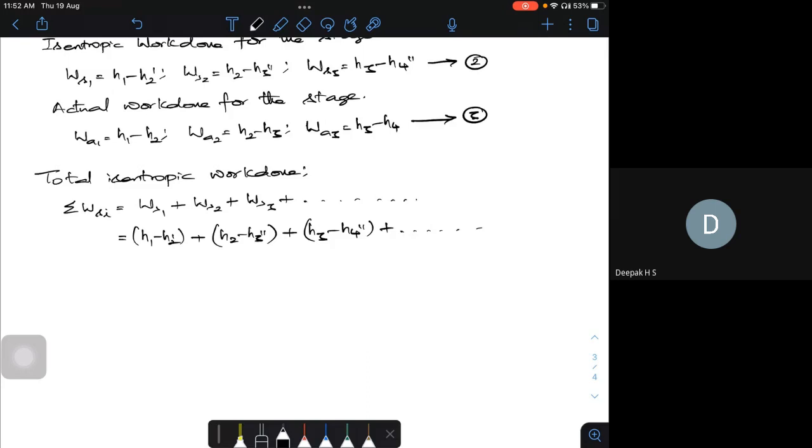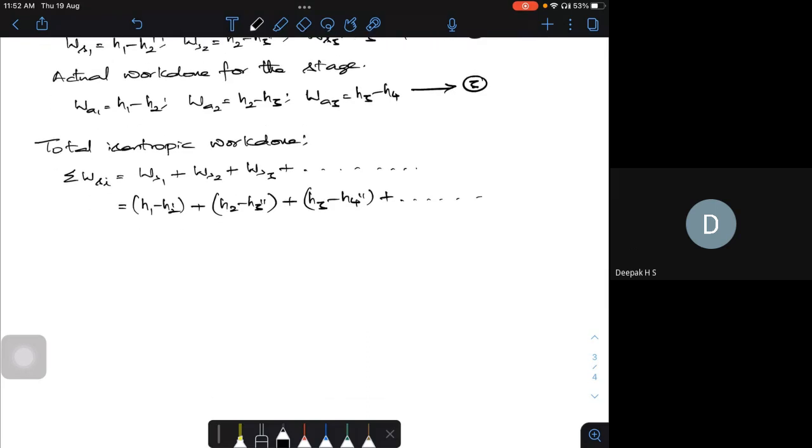Okay. Now what is your actual work done? Already we know that, you can call this equation 4. So what is your stage efficiency? Stage efficiency is nothing but your actual work done by isentropic work done. So I can write your actual work done in terms of isentropic work done: your actual work done is equal to stage efficiency into your isentropic work done. Let me call this equation number 5.